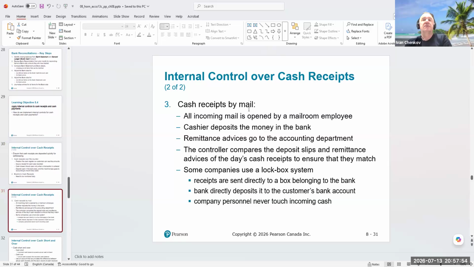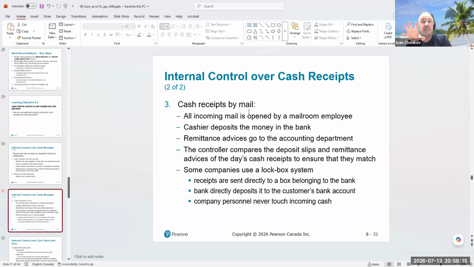Next thing, cash received by mail. If we receive cash by mail, what are we going to have? Usually we're not receiving cash in the mail. Nobody sends cash in the mail. Even Canada Post tells you don't send cash in the mail. We're not responsible if the cash is lost. So what are you going to receive?